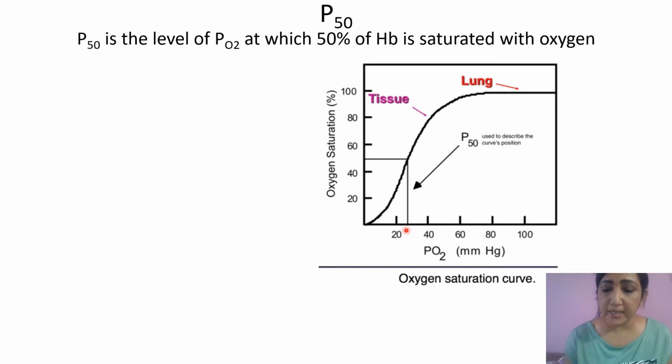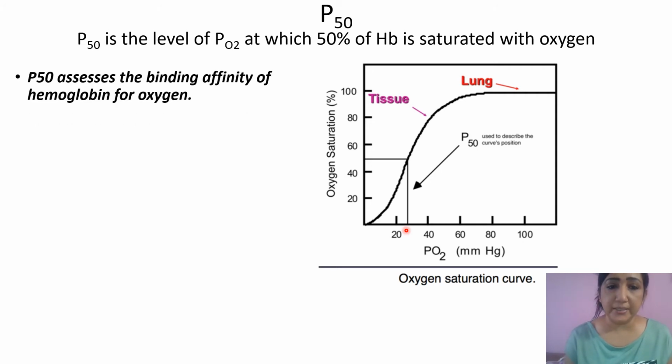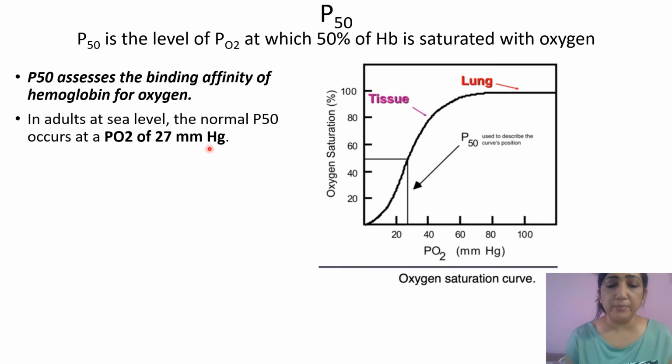In a normal person at normal sea level, this is 27 millimeter of Hg. You see the 27, this is the 20, this is 40, this is 27 millimeter of Hg of partial pressure at which 50% of oxygen is saturated normally.